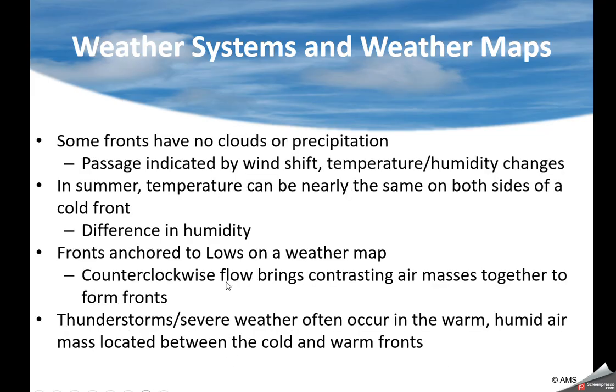So some fronts will have no clouds or precipitation. I had a cold front pass my house yesterday. Yesterday, temperatures at my house were 95 degrees. In the evening, one shower developed. The rest of the area around me was dry. I didn't get the rain. It didn't hit here, but that front went through. Today's high is in the mid-70s, and I have some clouds coming in off the Atlantic Ocean. And it's significantly different in humidity. It's much drier.